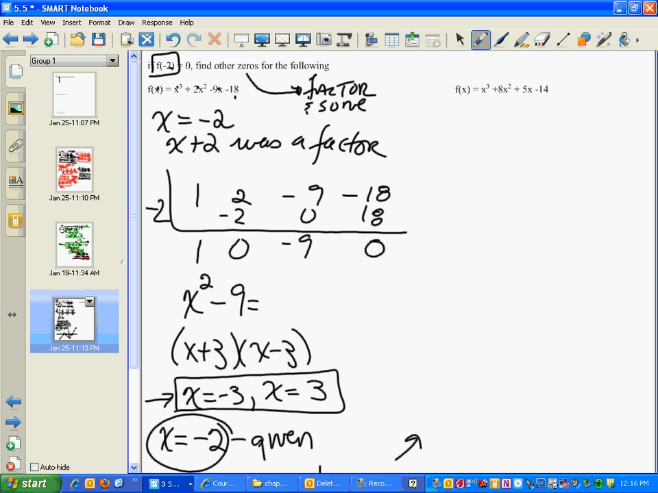Okay. So here's the next one. We're going to use negative 2, and we've got 1, 8, 5, and negative 14. Find the other zeros and sketch the graph for me.